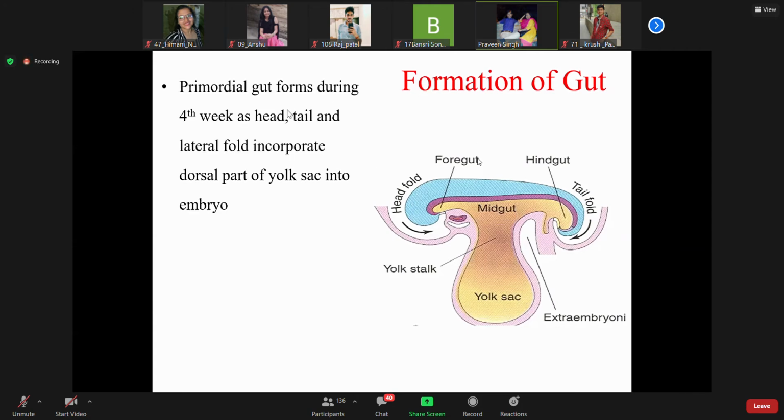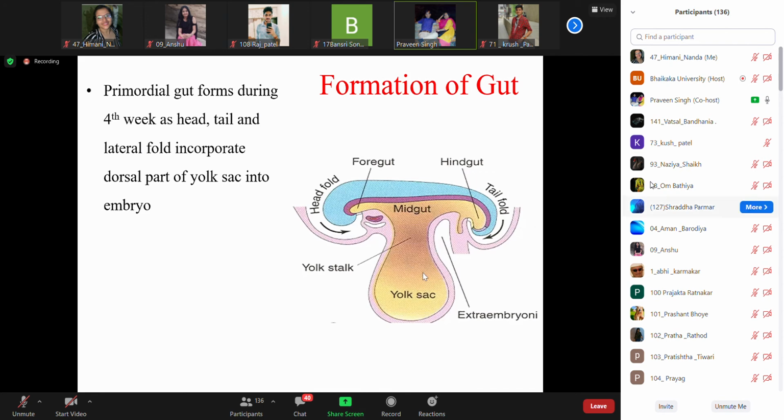The primordial gut forms during the 4th week as head, tail, and lateral folds incorporate the dorsal part of the yolk sac into the embryo. This is the dorsal part of the yolk sac. This is the yolk stalk. This is the ventral part of the yolk sac, which looks like the main yolk sac, and is going to disappear, becoming a remnant.